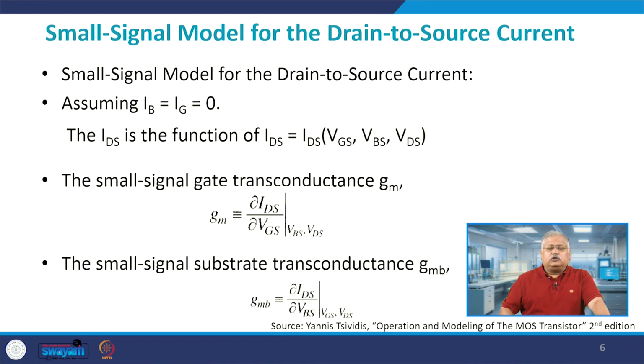Let us now come to the small signal model for drain to source. We will again assume, as I told you, that IB and IG are both equal to 0.